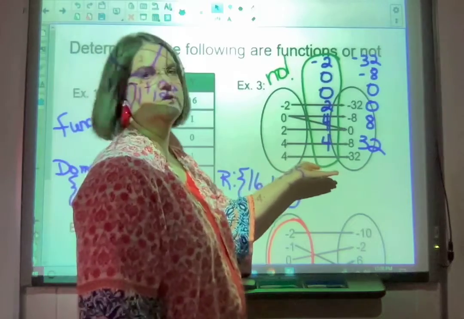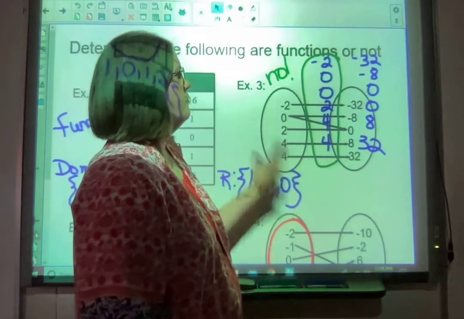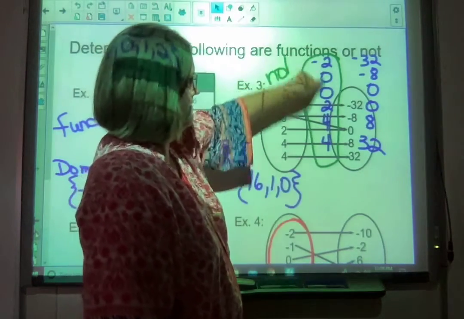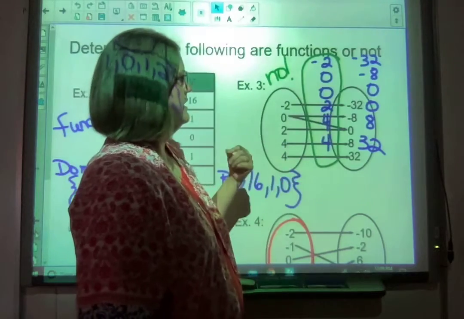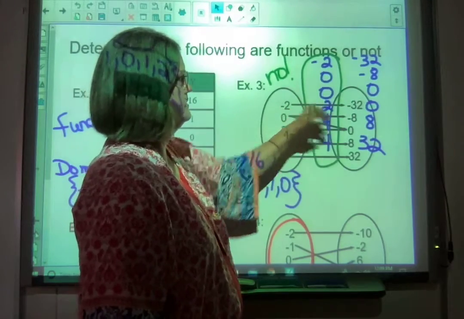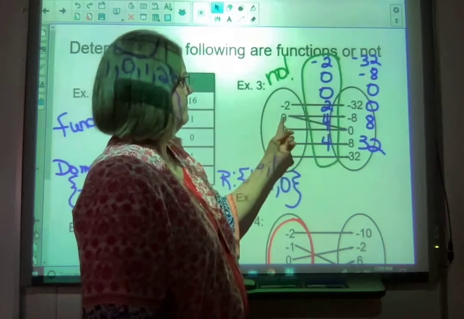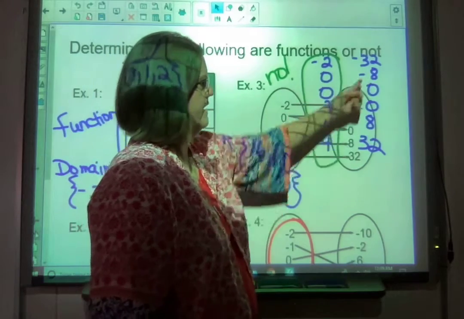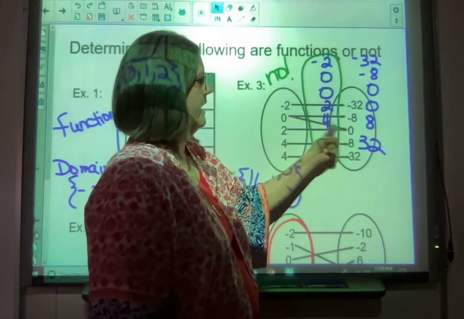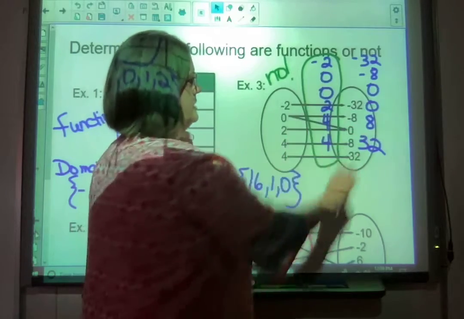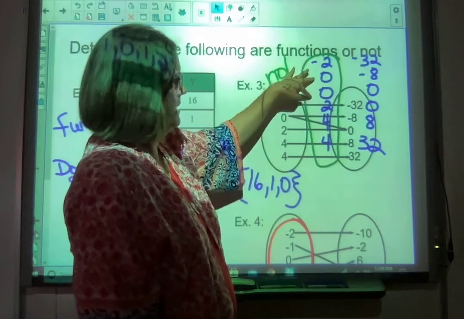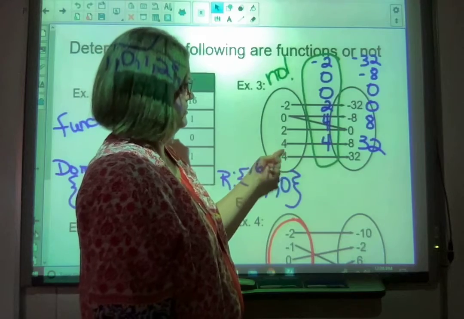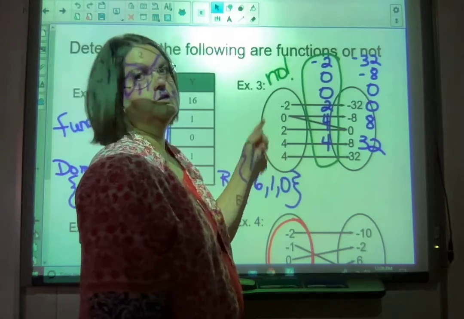This looks a little different. It's not in table form. If you were to write it out in table form, which is what I've done here, you would see that there is a repeat. The -2 is only paired with -32, but this 0 is paired with the -8. It's also paired with a 0. You see the two lines. That means that this 0 repeated, and so did the 4. You see it right away. So this is not a function.